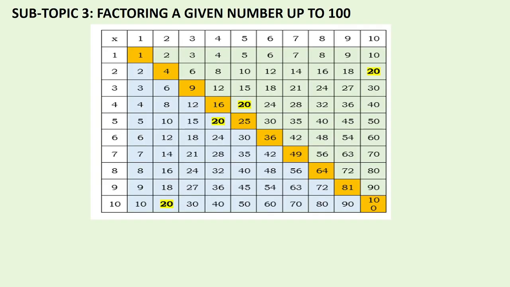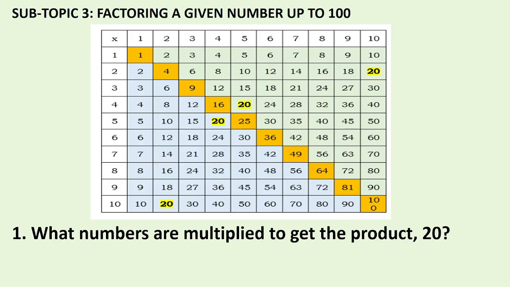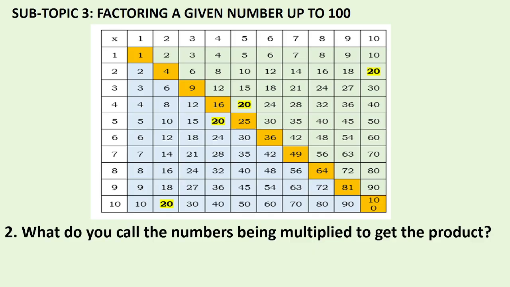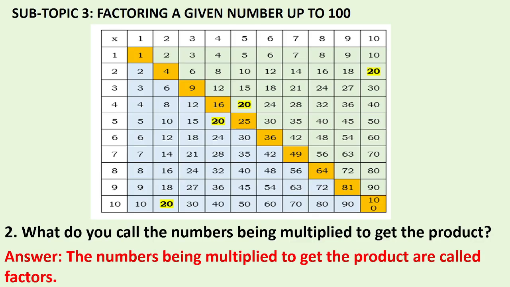Day 4. Subtopic 3. Factoring a given number up to 100. What numbers are multiplied to get the product 20? Answer: 20 and 1, 5 and 4, 10 and 2. What do you call the numbers being multiplied to get the product? Answer: the numbers being multiplied to get the product are called factors.